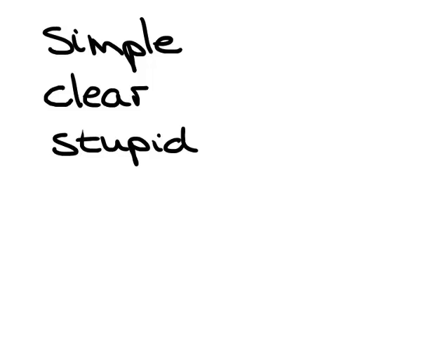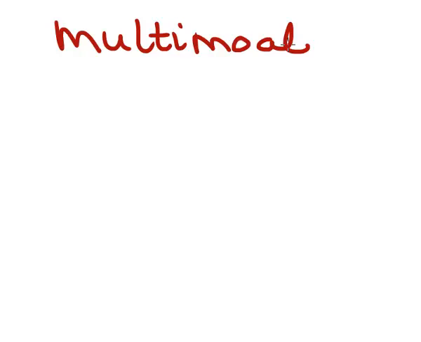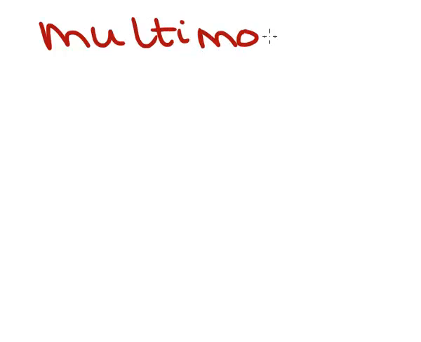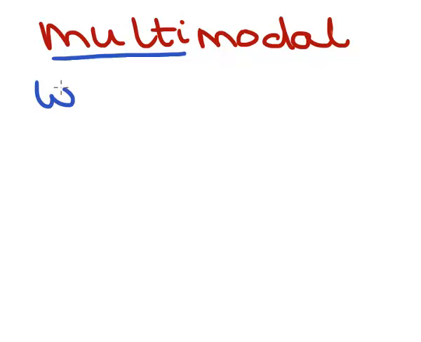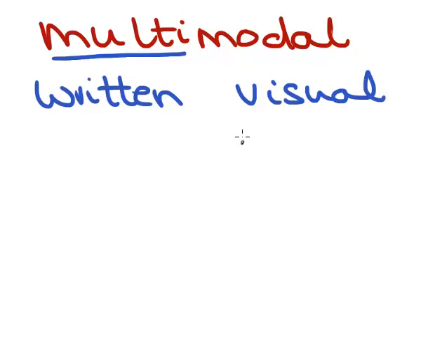During this week, your activities will involve looking at multimodal texts. Now let's just start with that jargon word, multimodal. You know that multi means many. So these are texts that combine the written word with visual or graphic information. In other words, information that appeals to your eyes.